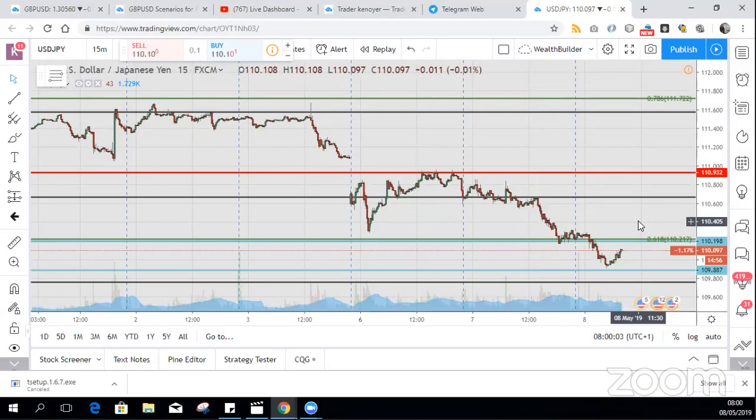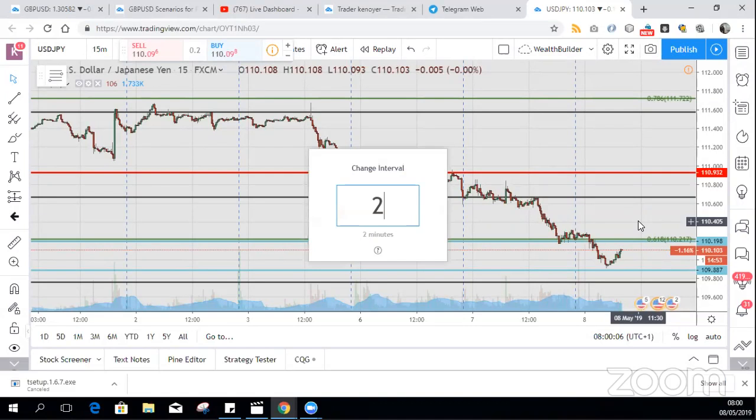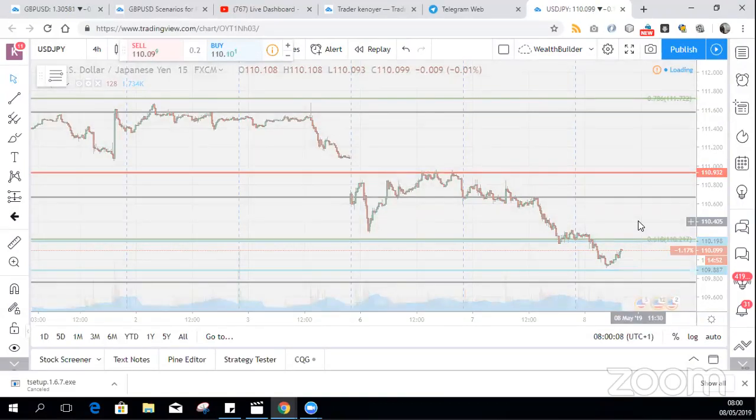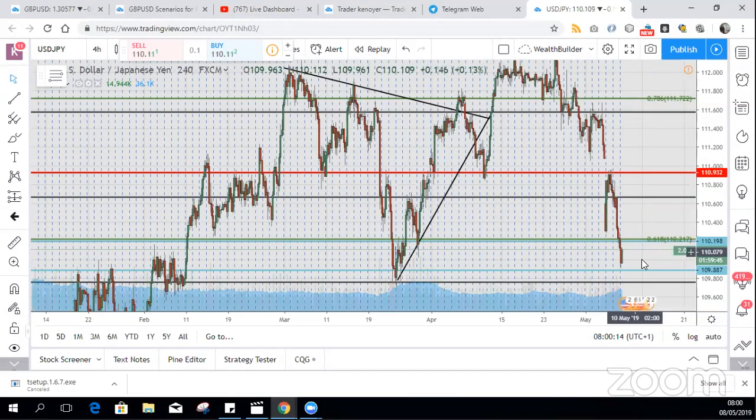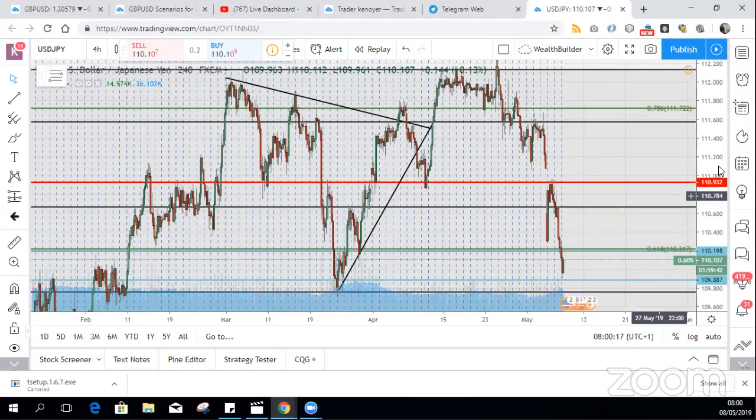Let me just break this down as well. Who knows? We might find something here. Okay, so big picture, we can see what's going on. Nothing that we didn't predict. Structure being obeyed perfectly.